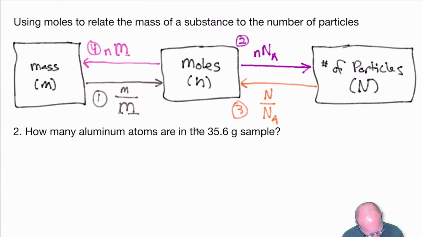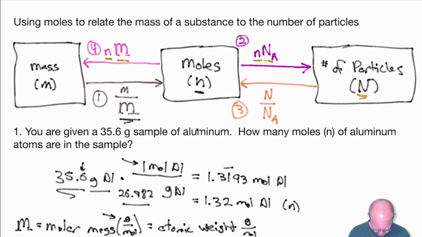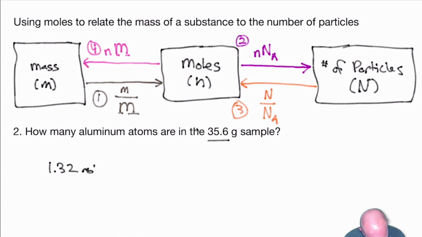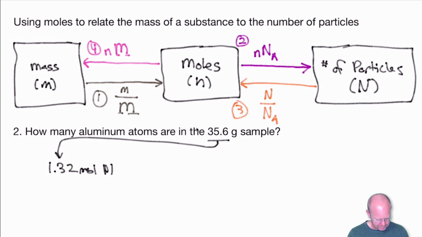So we already have done the first step. We know that there's 1.32, let's just check, 1.32 moles of aluminum. And you can leave all those extra digits in your calculator while you're doing this calculation, even if it's multiple steps. So when I did this calculation, I actually did leave all the extra numbers in my calculator. So I know that 35.6 grams of aluminum is the same as 1.32 moles of aluminum.